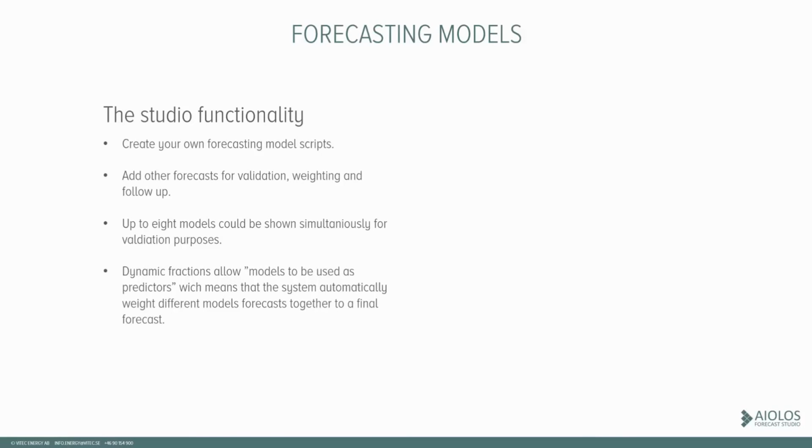Dynamic fractions allow the models to be used as predictors, and with predictors we mean like the wind speed for a weather forecast. So you can have the different models run, and then you can automatically weight them together to see what would be the best possible forecast that we can make out of these, for example, 3 or 4 forecasts that we have made.